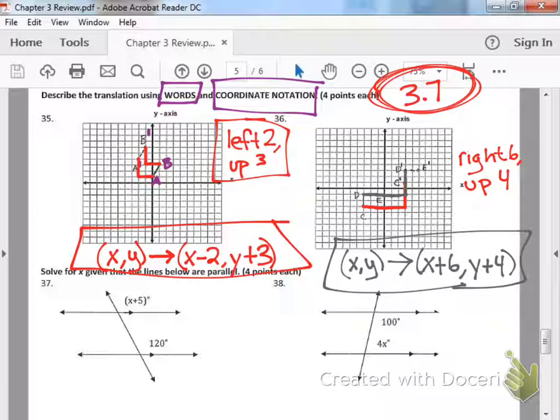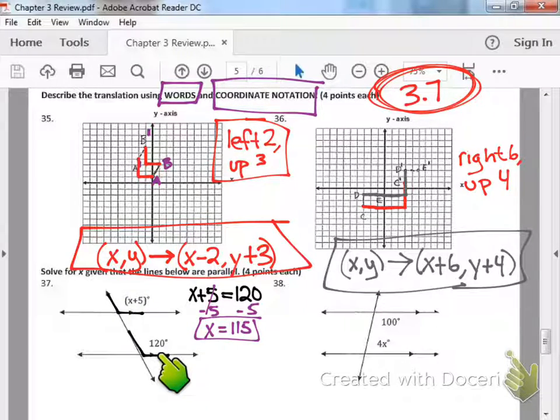All right, and then we have to write some equations on these last two. So what type of angles am I looking at on the first equation, number 37? What am I looking at? Corresponding. And corresponding angles are congruent. Congruent means equal. So I'm going to make the x plus 5 equal to 120. How do you get x by itself? Subtract 5 from both sides. Good. You get 115. Other angle combinations that will be the same as this are alternate interior and alternate exterior. So corresponding, alternate interior, alternate exterior, you just set them equal to one another.